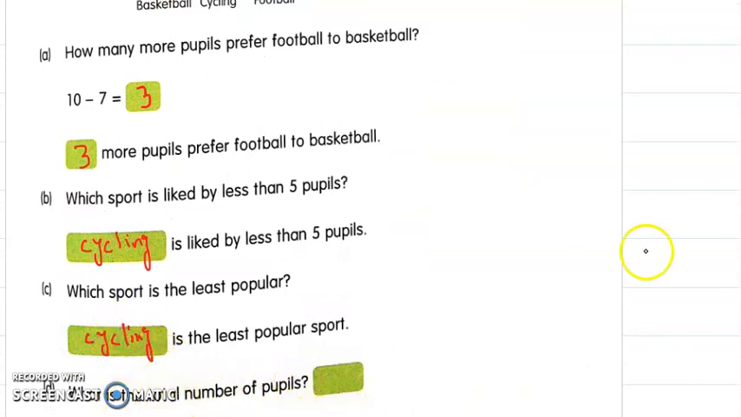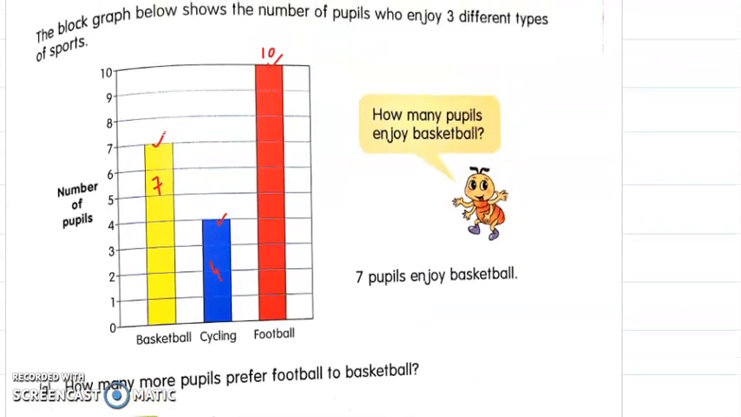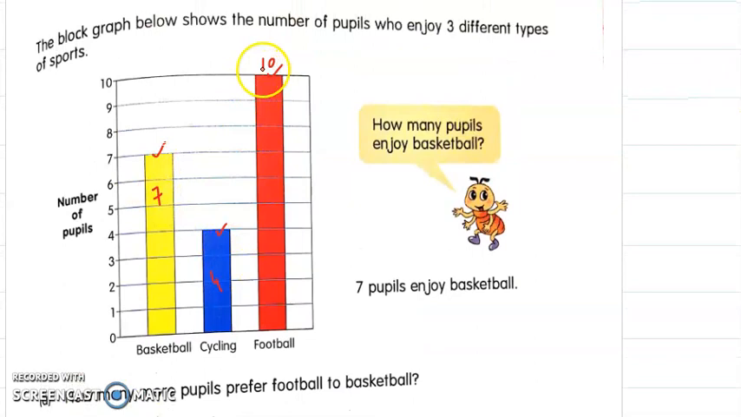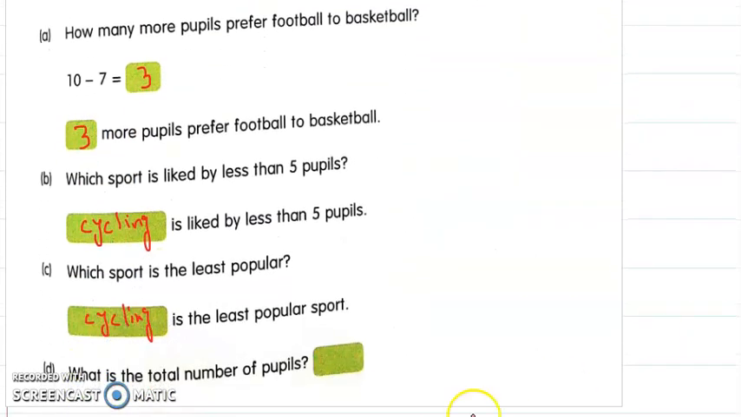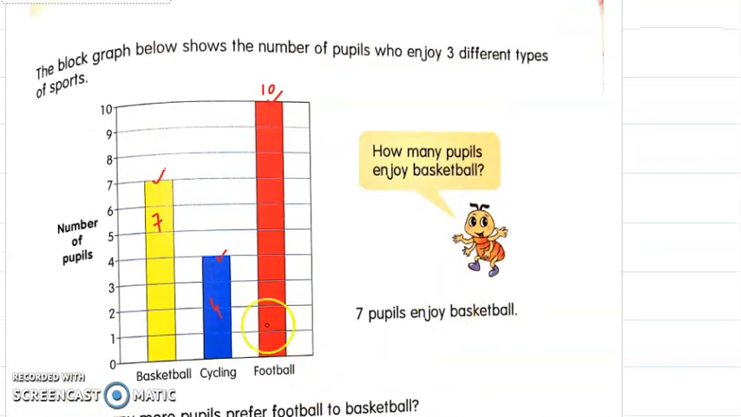And what is the total number of people? We have 7 here, 4 here and 10 here, so we will add all of these. The total is 7 plus 4 plus 10, that is going to be 21. So the total number of people is 21. The most favorite one is football. I can say the mode of this graph is football, because in the last lesson we learned that the mode is the one liked by more people, having the bigger number, and that will be the mode of this bar graph.